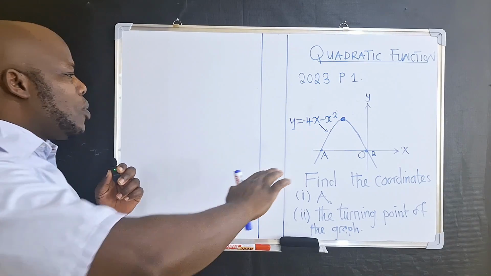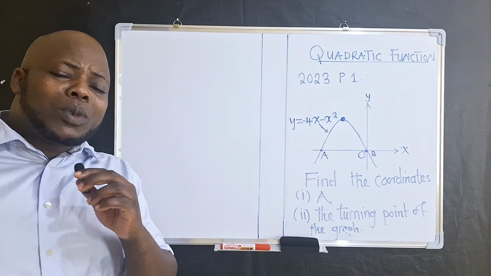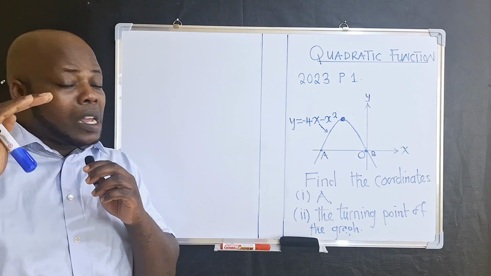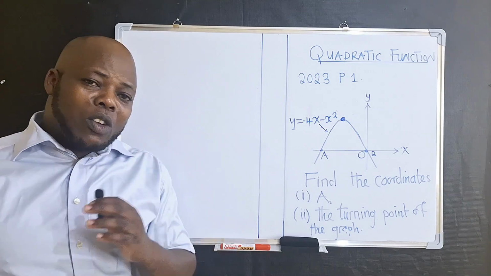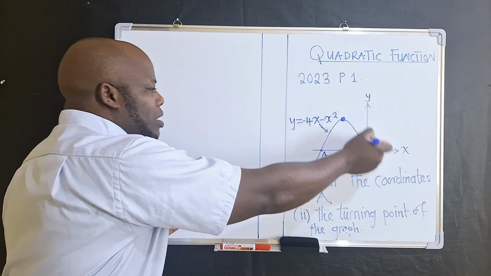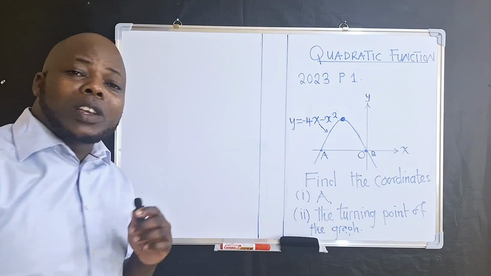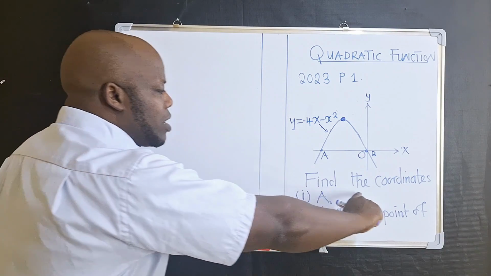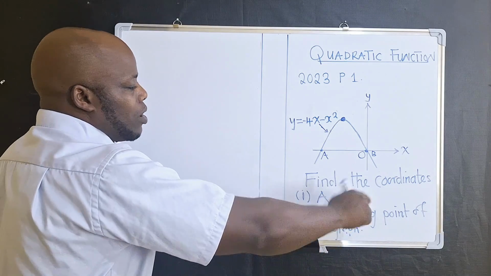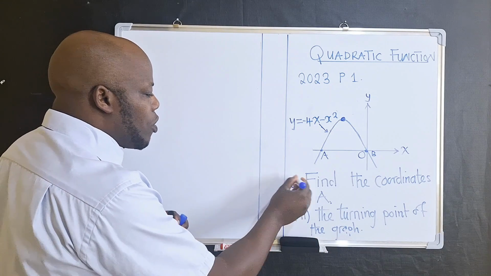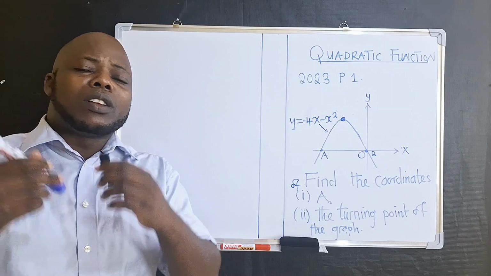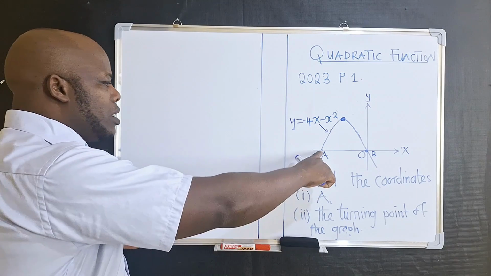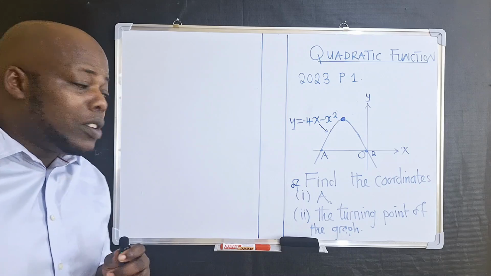Okay, so I've got a question with me here. This question came in 2023, paper 1. That's internal. They were given this parabola right over here, and they said find the coordinates of point A. So how do we find the coordinates of point A? A is right over here, hopefully you can see it.